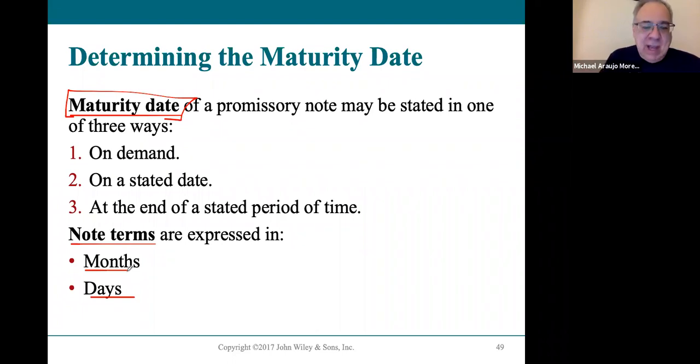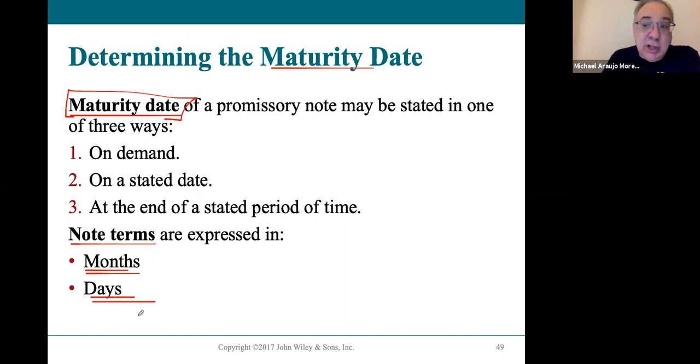Pretty simple. It gets a little bit more complicated with days because we tend to use 30-day intervals on notes. So we will say you have a 30-day, 60-day, 90-day, or 120-day note. And to calculate the maturity date there, you literally have to physically count the days. It's not as easy as months, where you're simply flipping the calendar to the month it's due. When it's days, you're literally counting the days.